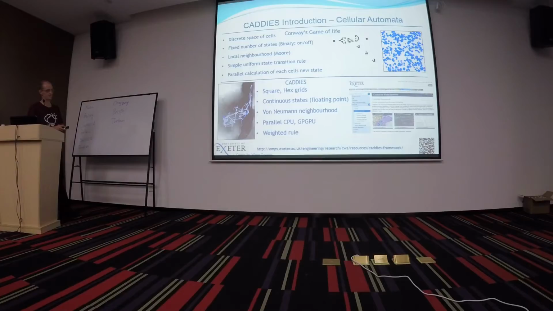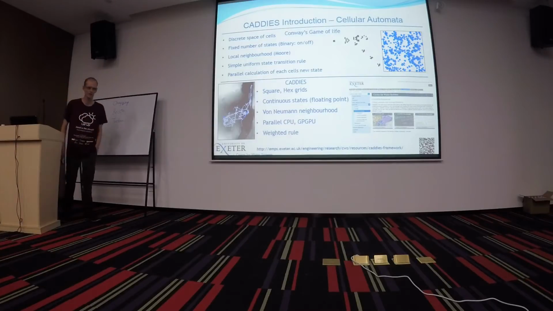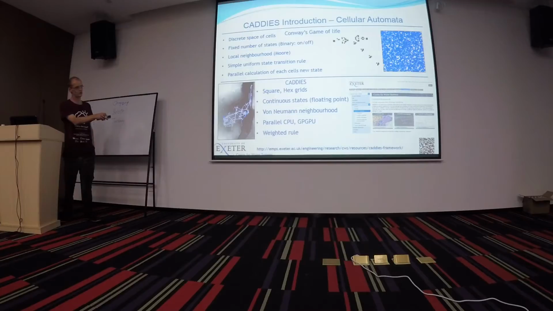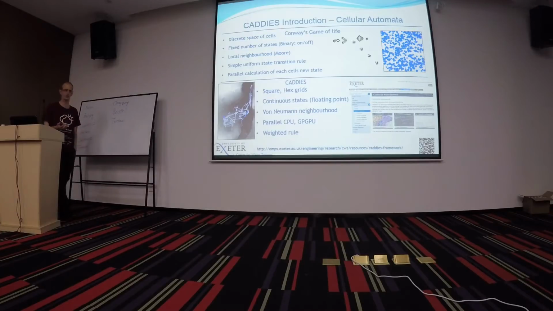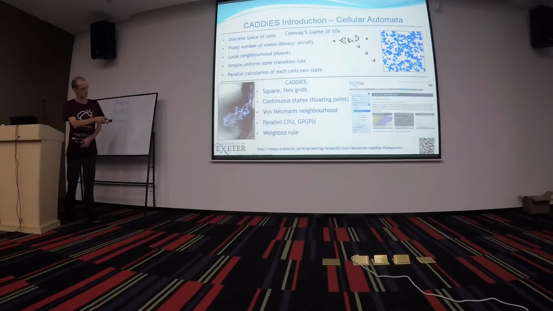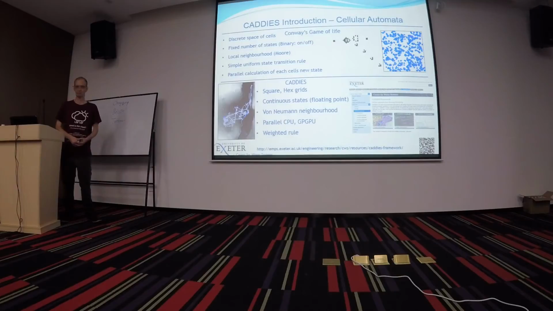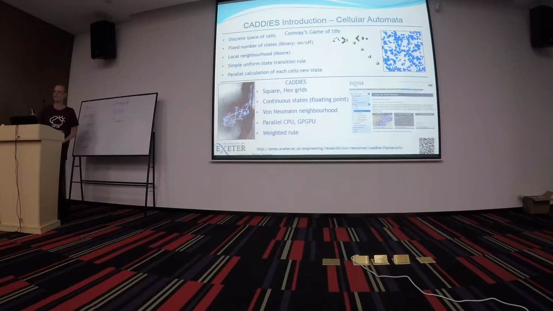CADDIES can either use a square or hexagonal grid, it's slightly experimental at the moment, but possibly other types of grids as well. It has a continuous state, so these are still discrete because they are a floating point, but it is a scale of the levels. As I say, using a von Neumann neighborhood, and we can do it in parallel both on the CPU and on GPU, general purpose graphics card, which is why it's GPU. And we're using the weighted rule as the best rule we have at the moment.